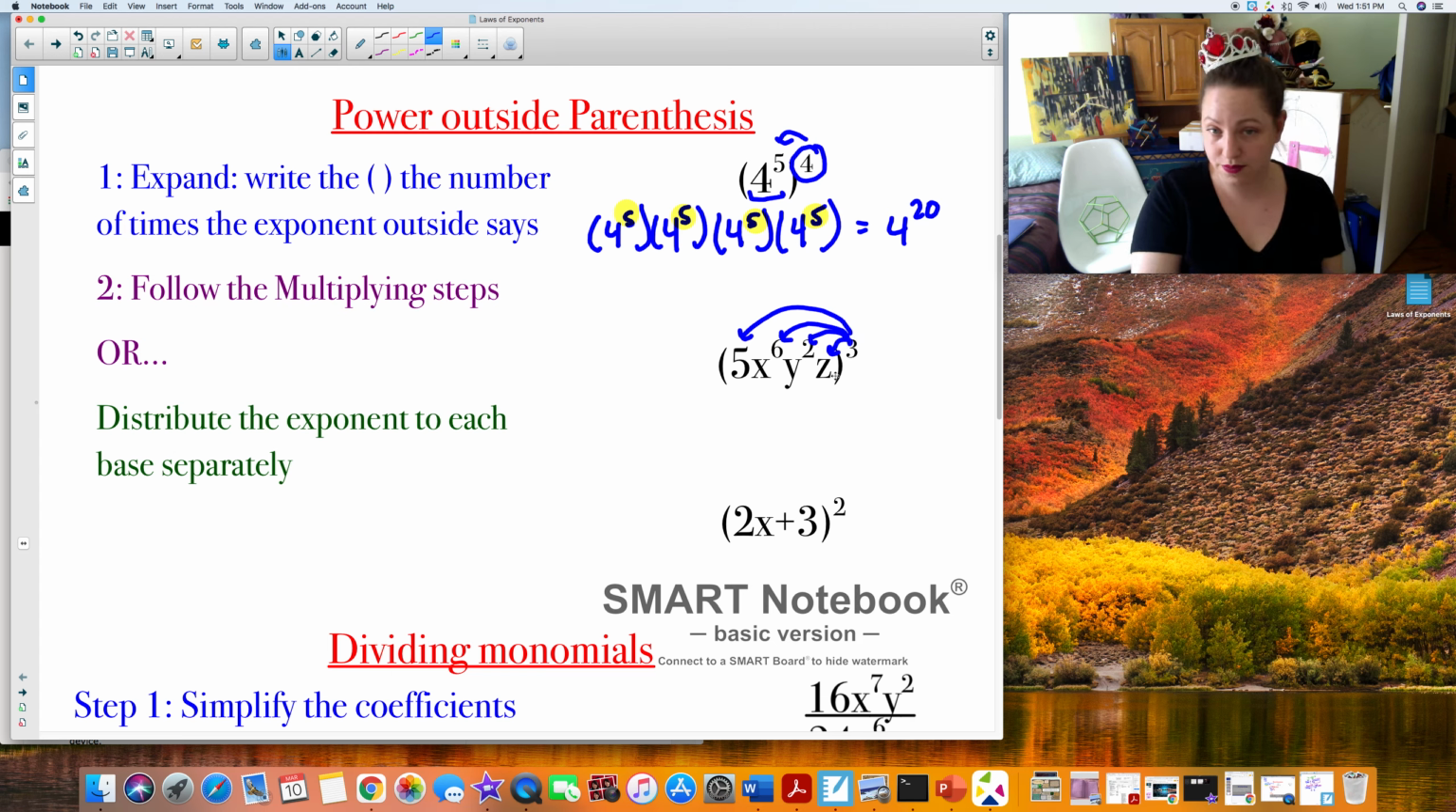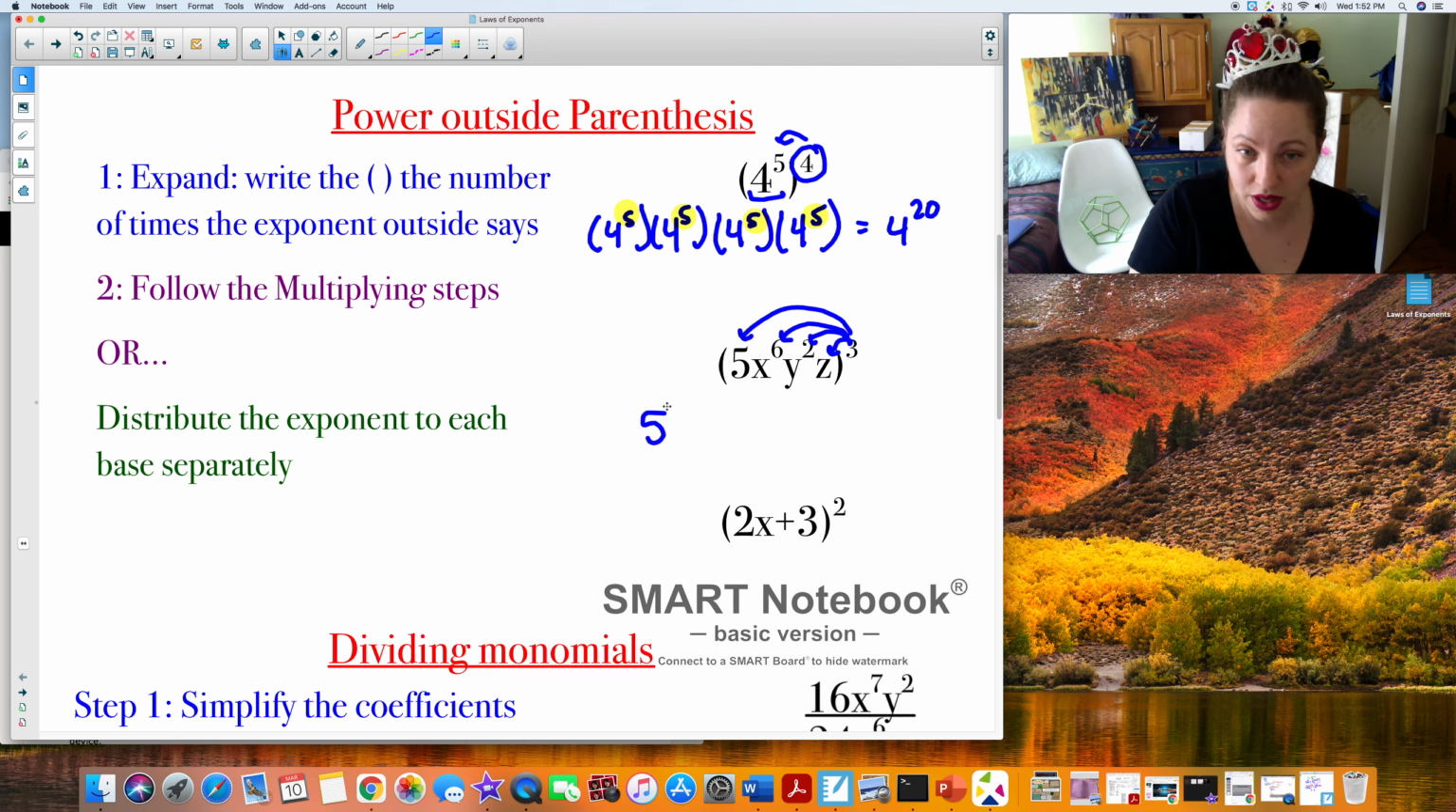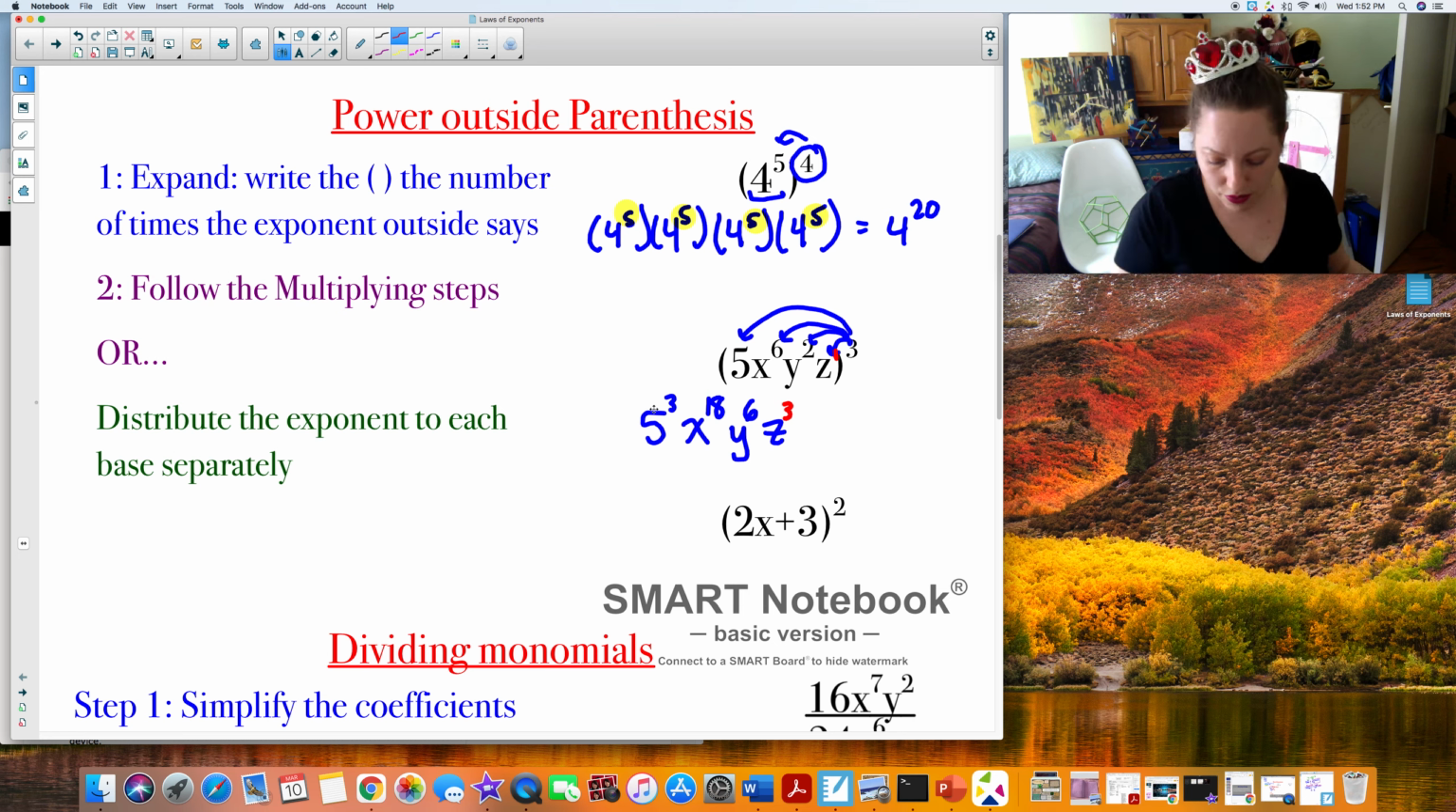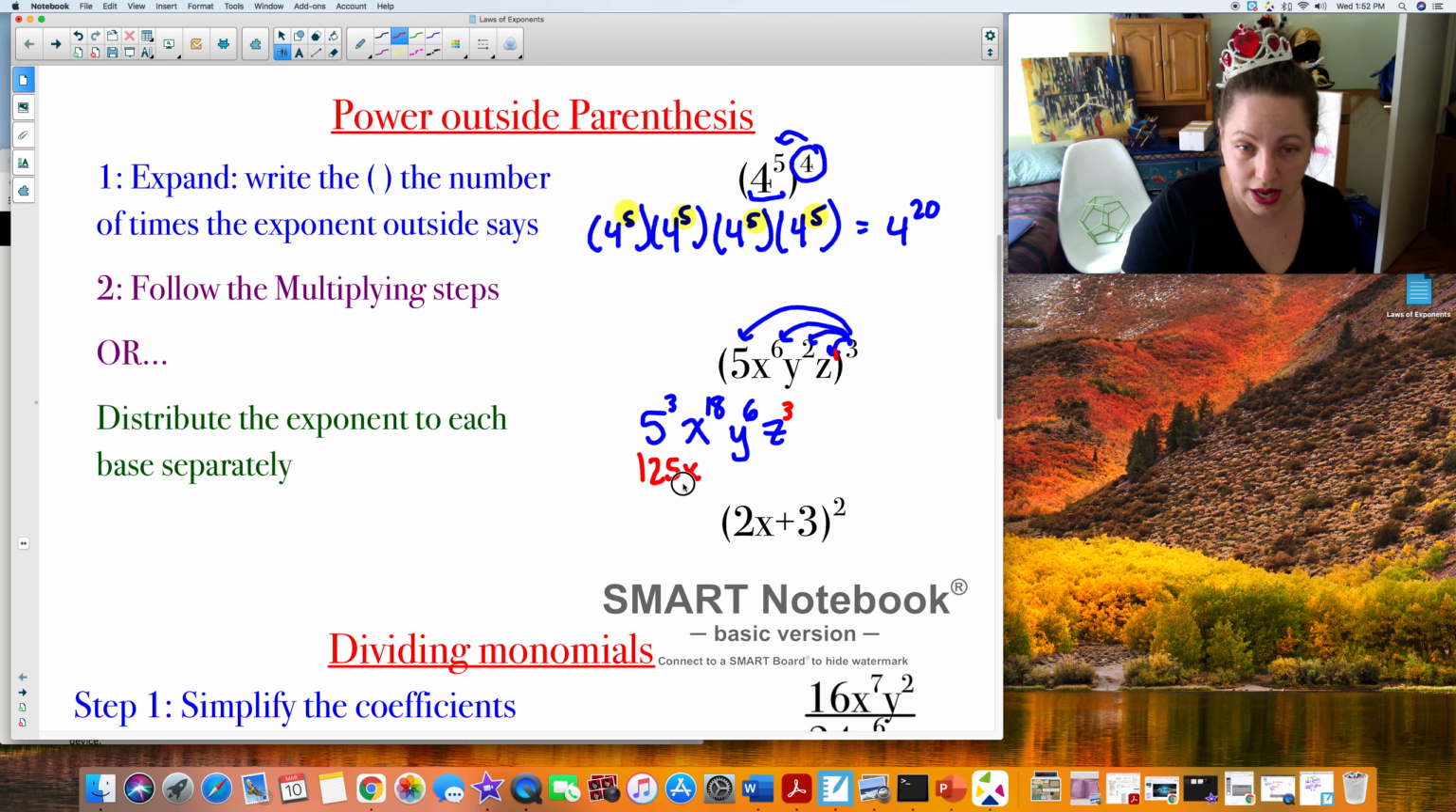So everything is going to get it. So it's going to be 5 to the 3rd power. X to the 6 times 3 is 18. Y to the 2 times 3 is 6. And Z, if there's no number there, there is an invisible 1 because you have 1Z right there. So 1 times 3 would be 3. Then I could simplify 5 to the 3rd power. 5 times 5 is 25 times 5 is 125. And this would become 125, x to the 18th, y to the 6th, z to the 3rd.